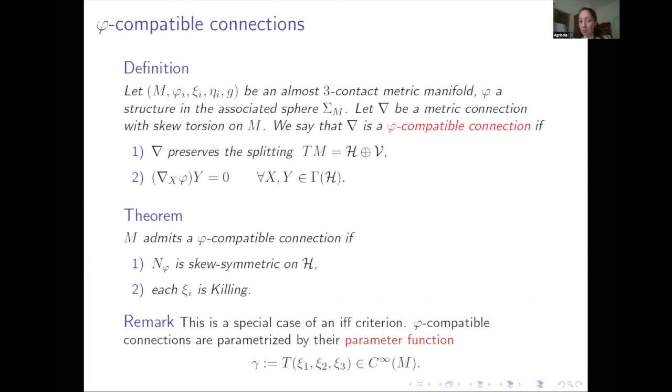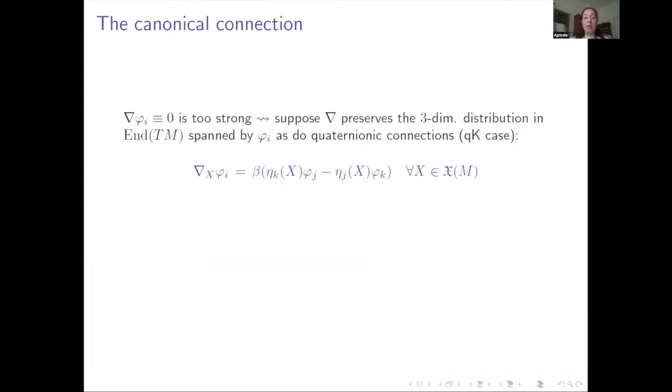Okay, so here are my connections. Now, the canonical connection. We had seen before that assuming that all almost complex structures phi I are parallel is too strong. So we weaken it and suppose that the connection preserves the three-dimensional distribution of the endomorphism bundle spanned by the phi I. And this is just the same as the definition of a quaternionic connection.